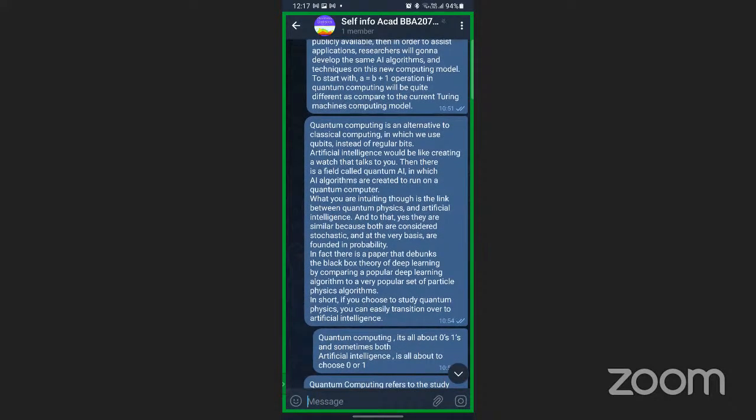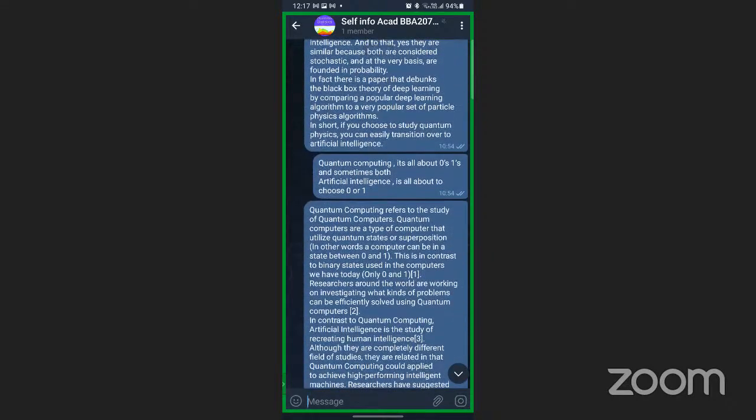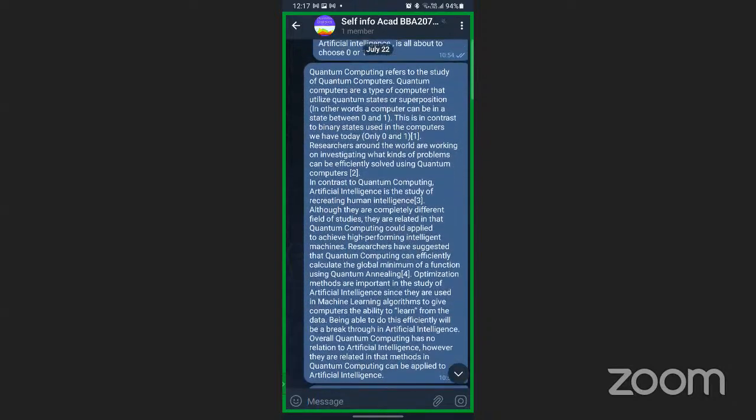Is that point clear? Yes, sir, it's clear. That's how linear algebra comes into the picture.